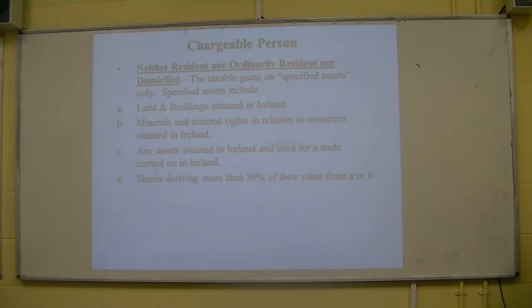Swiss bank accounts and offshore accounts are what they're more concerned with anyway. The revenue have access to all our credit card information. They can see exactly what we're doing, it's mad. They can see everything.